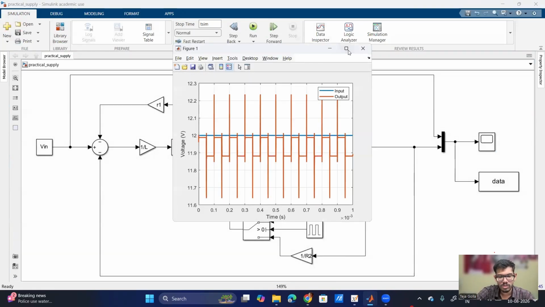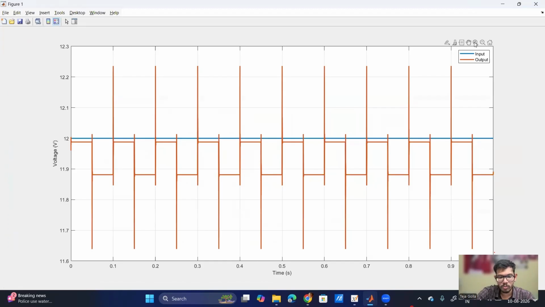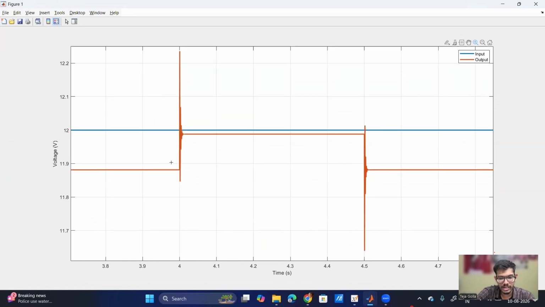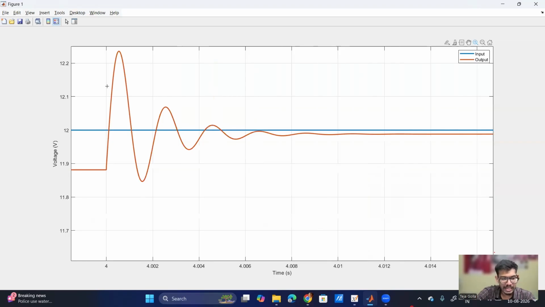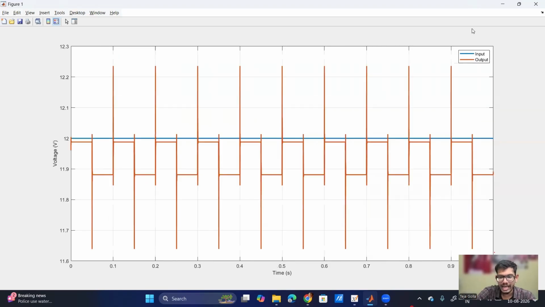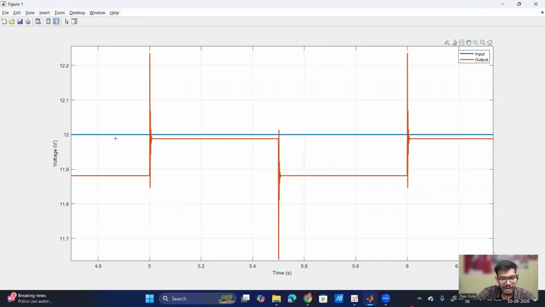So this is my input and output. If you see, input is always constant 12 volt, but output is varying and there are spikes because of the inductance. Because of the L and C values, it is acting like a second order filter and it is having these spikes. And as you can see, if the load current is more, the dip in the value is more.